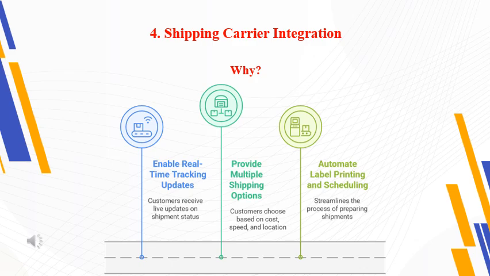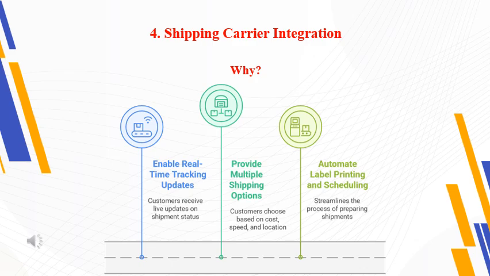Second, provide multiple shipping options. Different customers have different needs. Some may prefer low-cost standard shipping, while others may need faster delivery via express services. By integrating with shipping carriers, you can provide multiple shipping options for the customer to choose from based on their preference and budget. The system can also calculate the cost of shipping automatically based on the package weight, size, and destination.